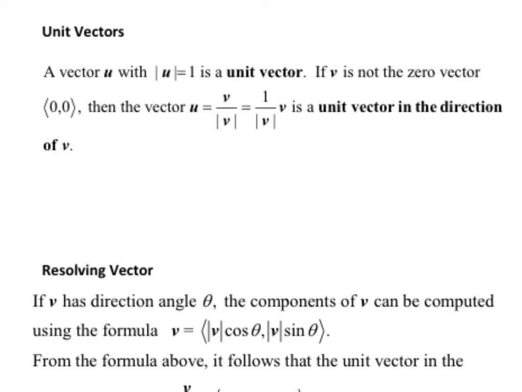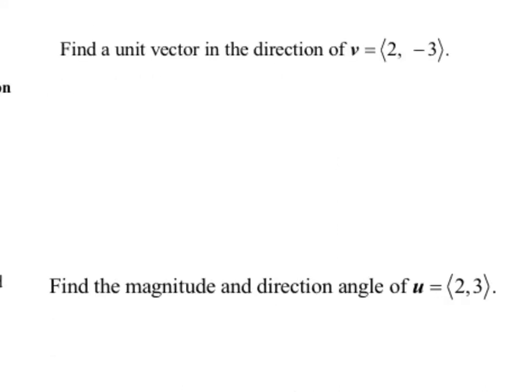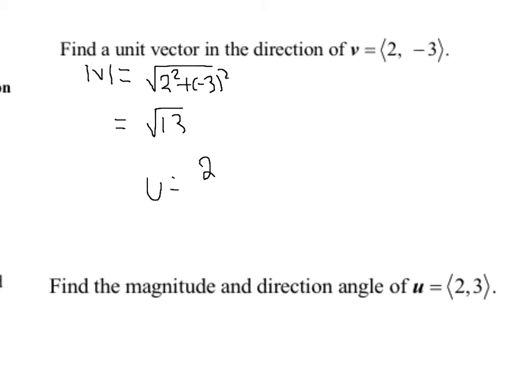Okay, so let's take a look at trying to do a unit vector. So find a unit vector in the direction of V equals <2, negative 3>. So first thing we got to do, find the magnitude. Okay, so the magnitude is the square root of 2 squared plus negative 3 squared, which is the square root of 13. So then the unit vector, you would do 2 divided by the magnitude, comma, negative 3 divided by the magnitude. So there's the unit vector, okay?